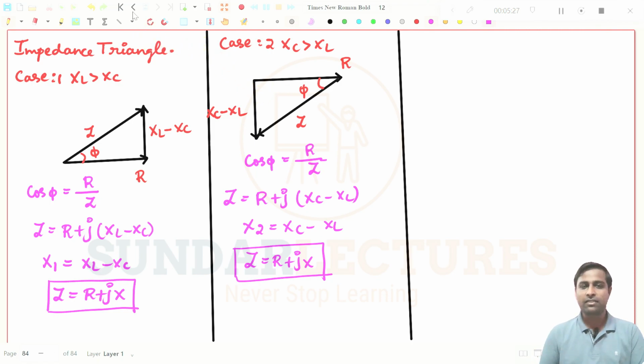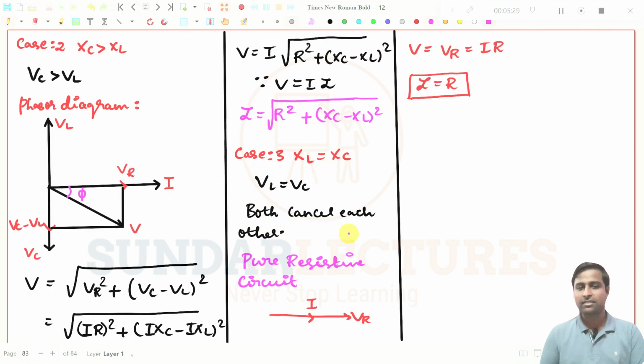And if it is case 3, in case 3 it is a purely resistive circuit. You know that in a purely resistive circuit, there will be only real power. Since XL and XC are equal, the inductive and capacitive reactance both get cancelled by each other. So there will not be any reactive power available.